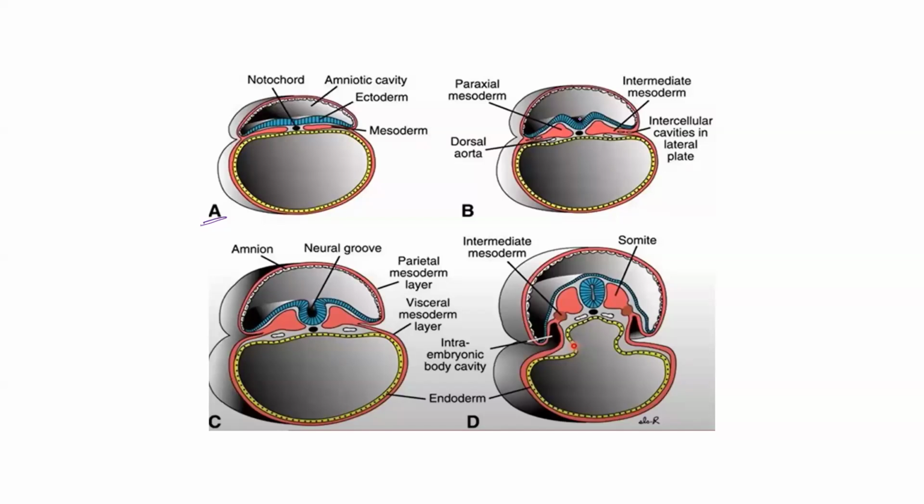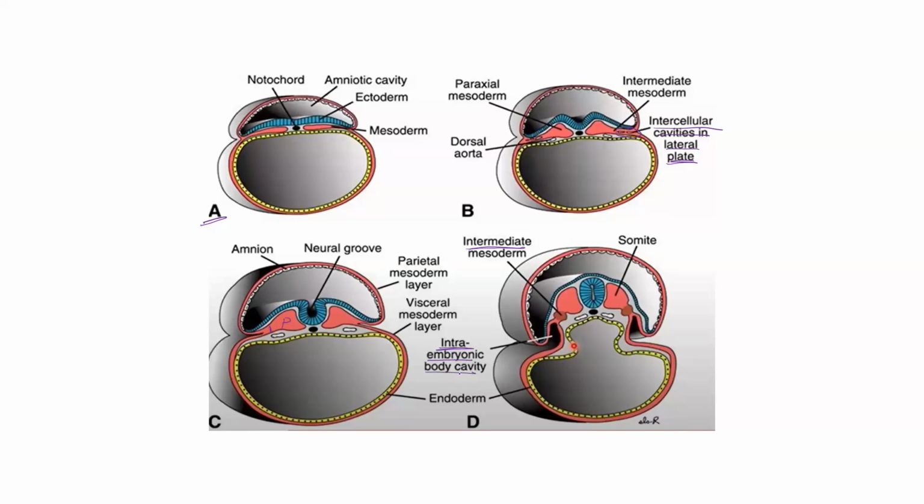And then you can see that neurulation is taking place. Here you have formation of the neural groove, and you can see that we have the segmentation of the mesoderm to form the paraxial mesoderm, which will give rise to the somites, the intermediate mesoderm, which we will discuss when we discuss the development of the genitourinary tract, and the lateral plate mesoderm. But note something interesting also occurring here. You can see intercellular cavities being formed in the lateral plate mesoderm, and those intercellular cavities fuse to give rise to the intraembryonic coelom, or the intraembryonic body cavity.